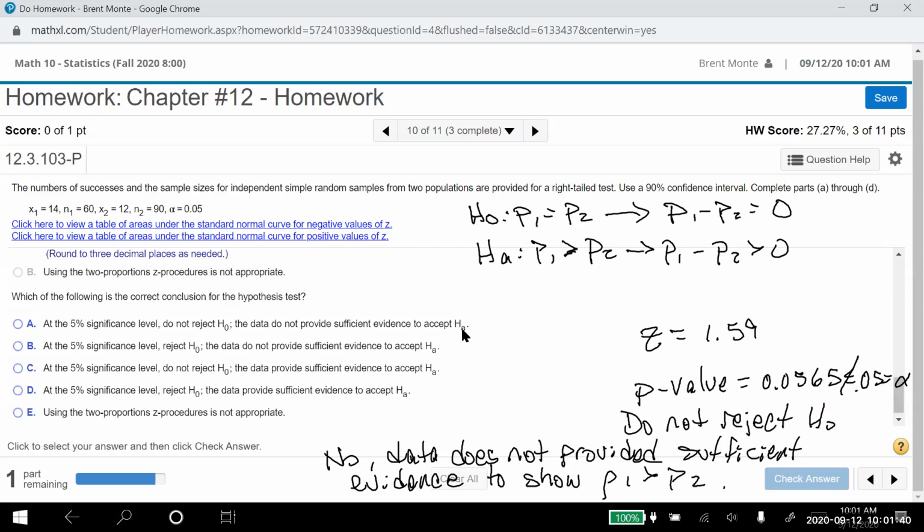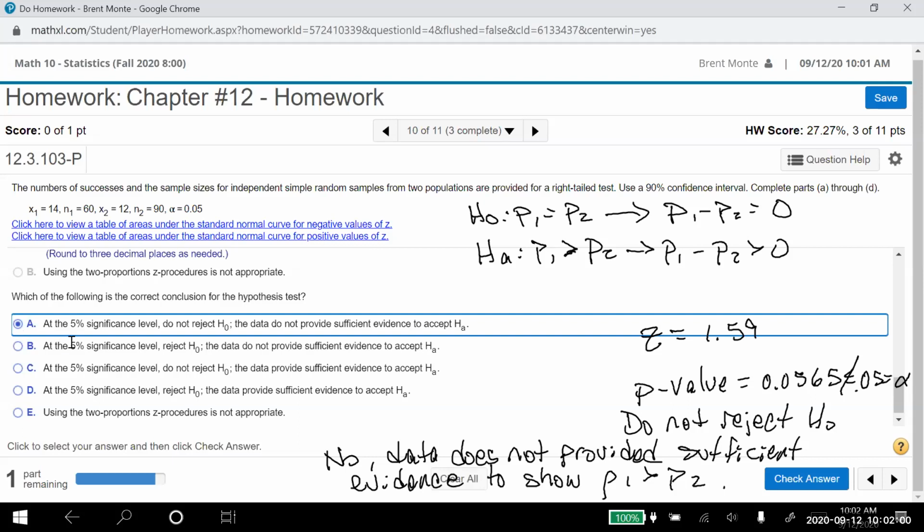You never talk about accepting the alternative hypothesis. I guess you do. The reader has to know, what does accept HA mean? So I would prefer that to say something like P1 is greater than P2, or the first population has a higher proportion than the second population. But we will go with this, with the do not provide. So do not reject the null hypothesis. The data do not provide sufficient evidence.